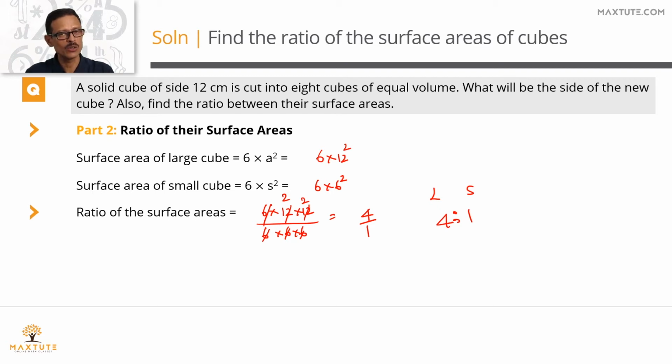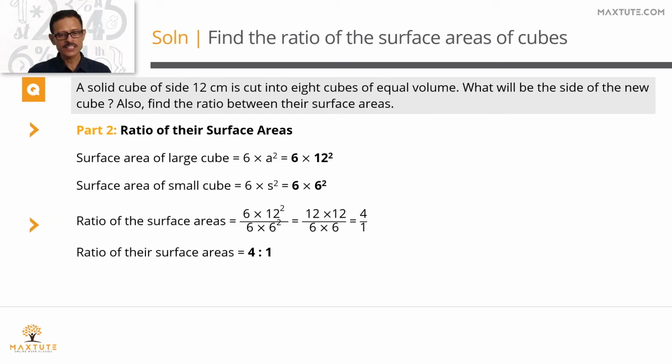Quickly summarize the second part also in a printed form. 6 into 12 square. For heaven's sake, do not compute this value. Leave it as it is. Similarly, here it is 6 into 6 square. So the ratio between 6 into 12 square by 6 into 6 square is what we'll have to compute. So the 6 and 6 get cancelled. 12 square is written as 12 times 12 and 6 square is written as 6 times 6. So this will cancel to leave us with 2 times 2, which is 4 upon 1. So the required ratio is 4:1.